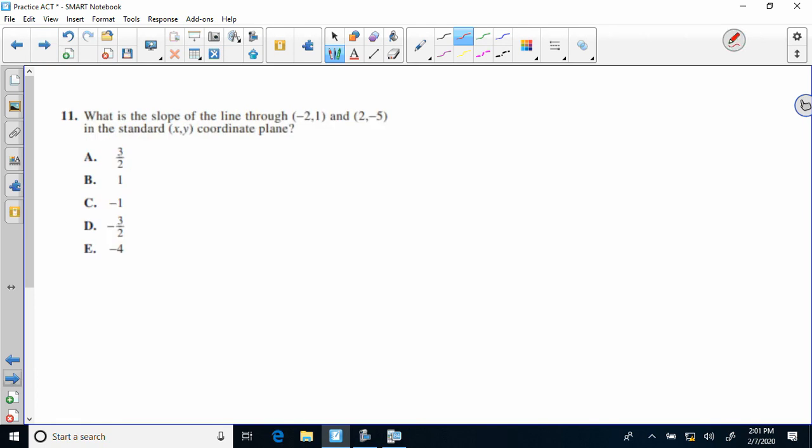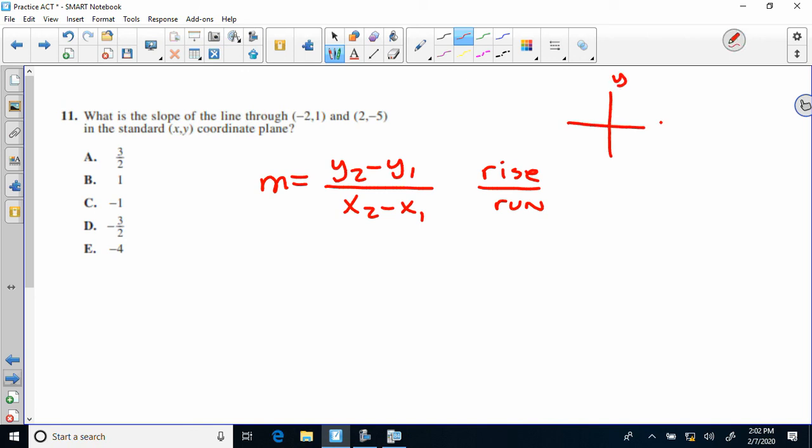For 11, it says, what is the slope of the line through -2, 1 and 2, -5? You need to remember your slope formula is subtracting your y's over subtracting your x's. I always remember the y's go on top because of rise over run. And if you're looking at a graph, the y-axis rises or goes up and down, and the x-axis runs this way. And so that's how you remember the y's are on top, but all it is y minus y.